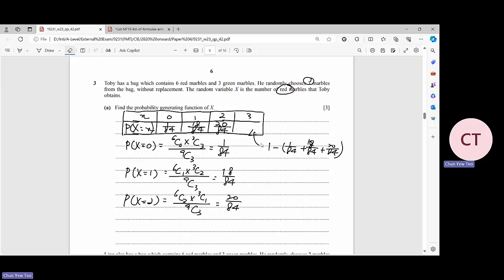But over here, we want to double check. If you want to double check, you can continue to find it the same way as just now. So I'm taking P(X = 3). That will be 6C3 multiplied by 3C0 divided by 9C3. Press the calculator and you get the answer as... Oh, sorry, I made a mistake. This is 45. This is 20.